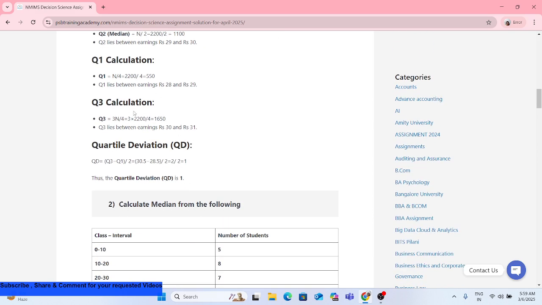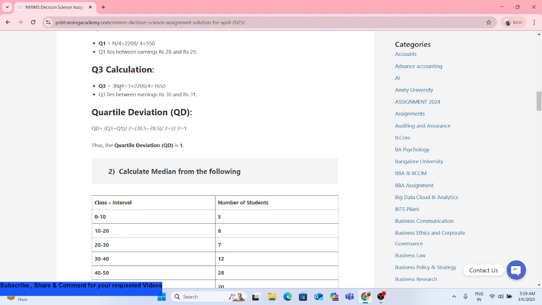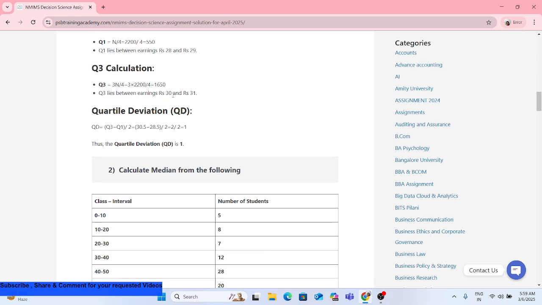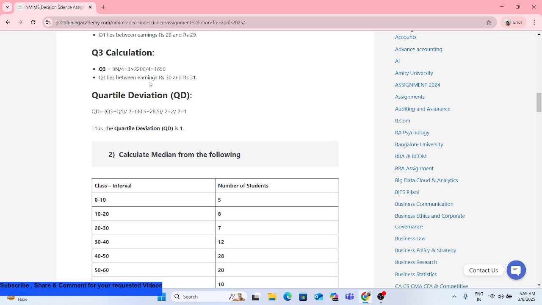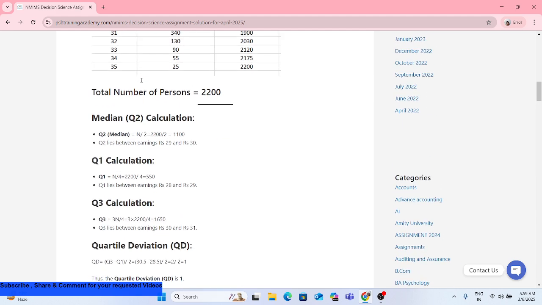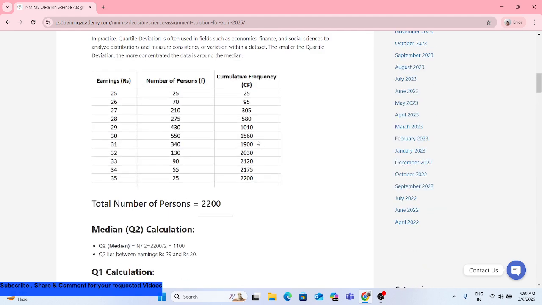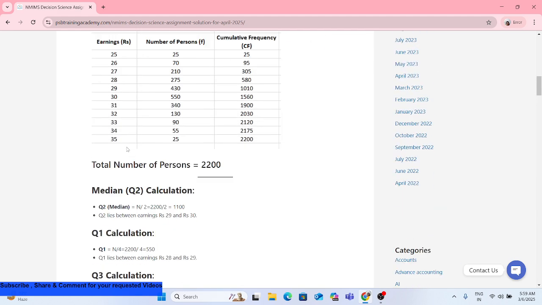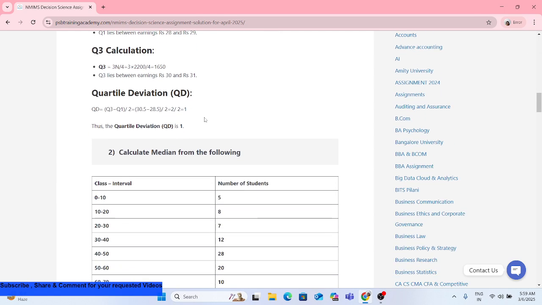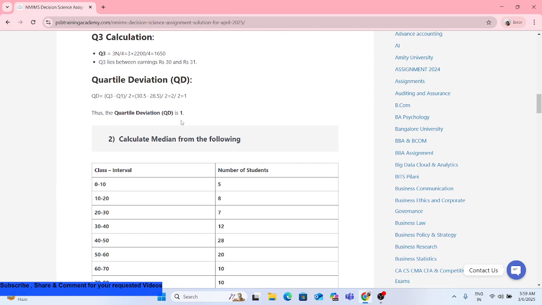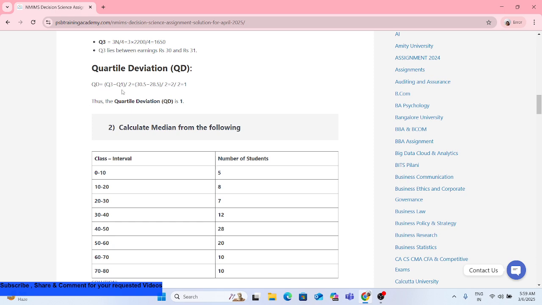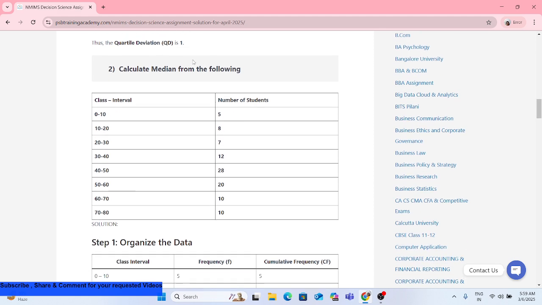Okay. So now you need to calculate Q3. The formula for Q3 is 3n divided by 4, so 3 multiplied by 2200 divided by 4. Right. Now you again need to find out where Q3 lies. You can just check 1650. Where does this lie? Approximately between 30 and 31. You can just check it out and then we'll find the quartile deviation. It is Q3 minus Q1 divided by 2. Okay, that's the quartile deviation.